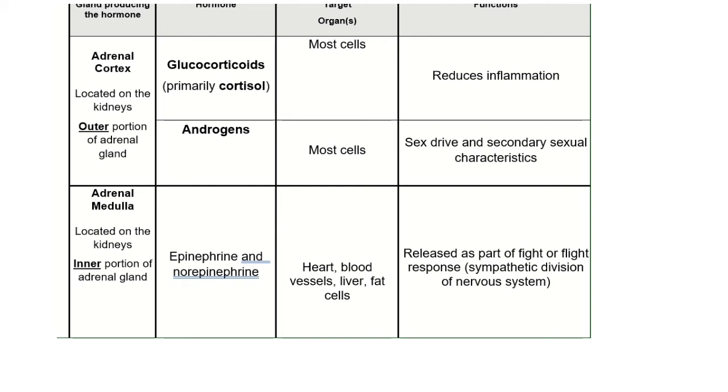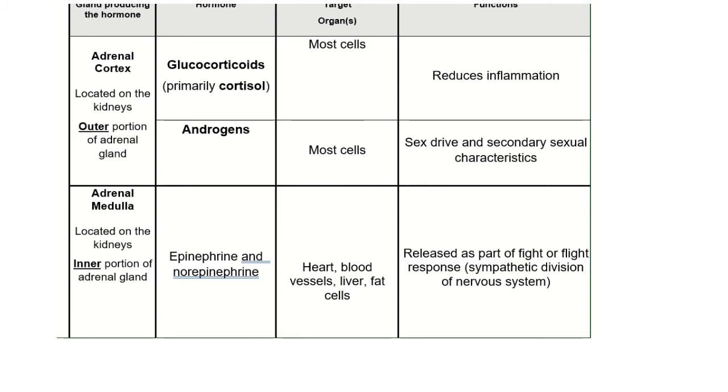So now we are on page 145 of the PowerPoint packet. We are going to discuss the adrenal cortex and the adrenal medulla. Both of these glands sit on top of the kidneys. So you should have 2 kidneys and 2 adrenal glands.